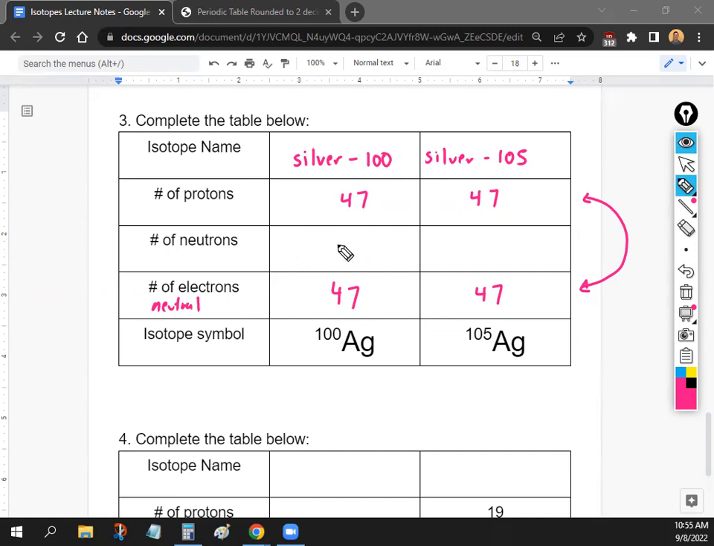And then we'll go to the neutrons. From here, it's a simple math equation. You can just do 100 minus 47, and then you get 53. For this one, you do 105 minus 47, my bad, or you can just add 5 to that, and then you get 58.